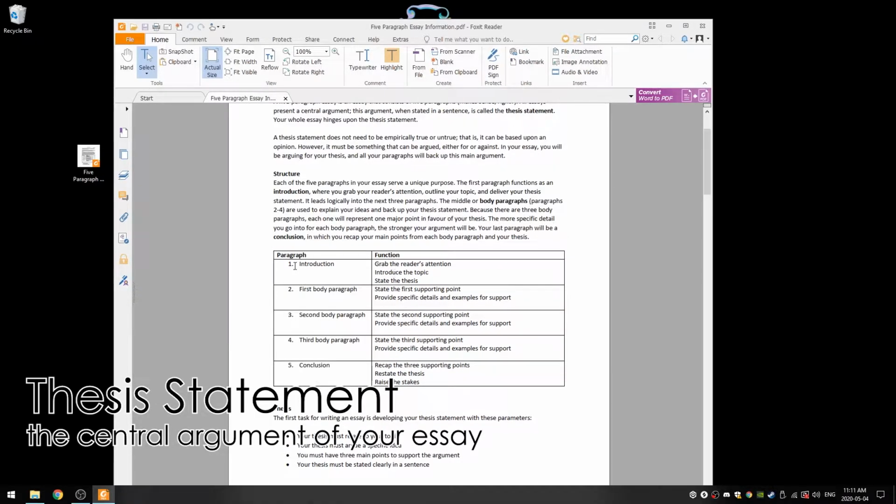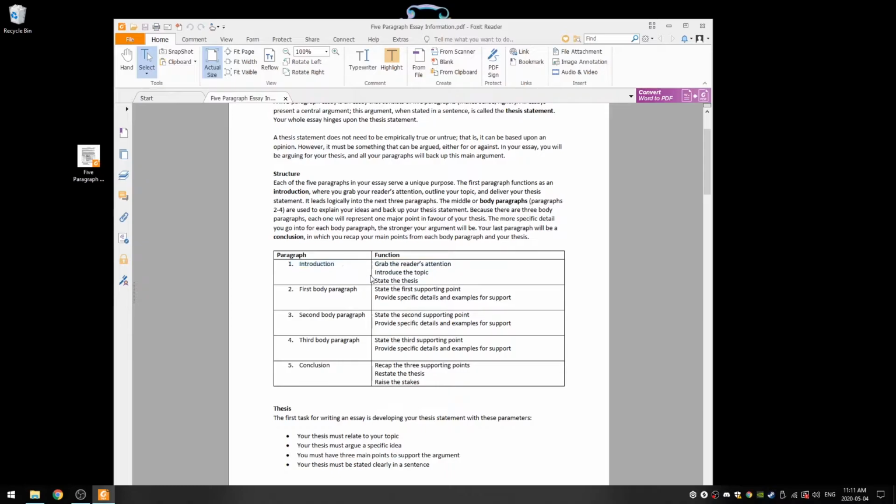So I'm just going to show you here. You can see I have an introduction where it has some things it does: gets the reader's attention, introduces the topic that you'll be writing about, and states your thesis. And your thesis, again, is the argument of your essay. So for an example thesis, suppose your topic were homework. Well, your thesis could be something like, homework should not be given to middle school students. Okay, so your introduction basically sets out that information.